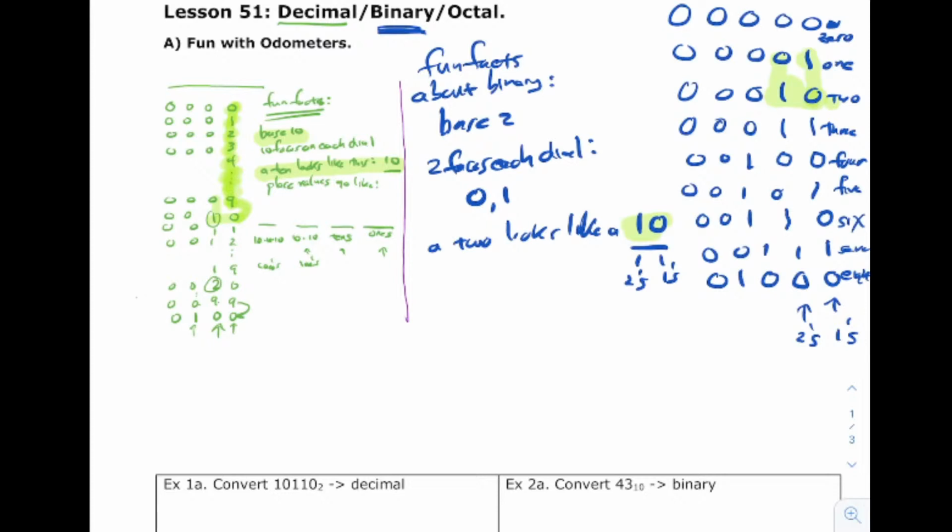And then the next one over, remember how it worked before? We had the 10s, and then the 10 times 10s, and then the 10 times 10 times 10s. Well, over here it's kind of doing the same-ish thing. This is the 2 times 2s, otherwise known as the 4s. This is the 2 times 2 times 2s, otherwise known as the 8s.